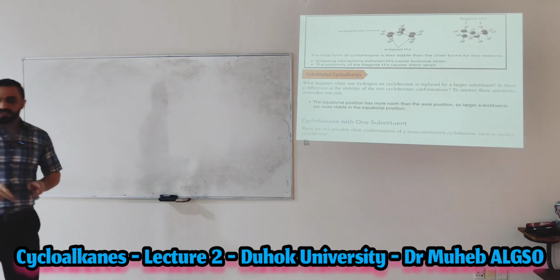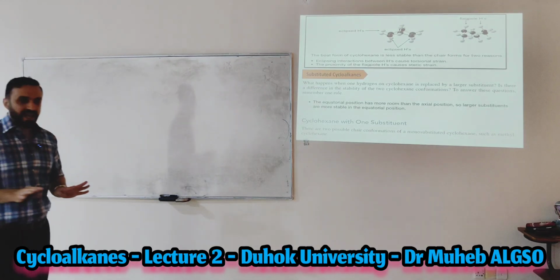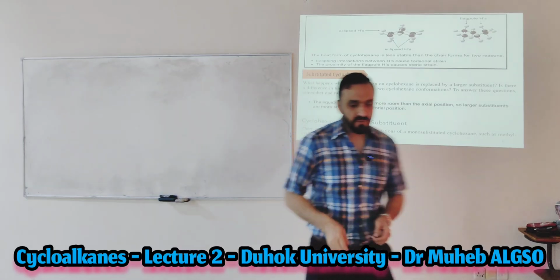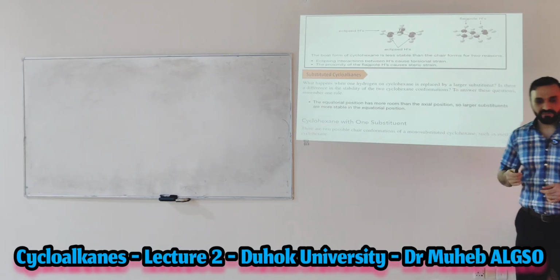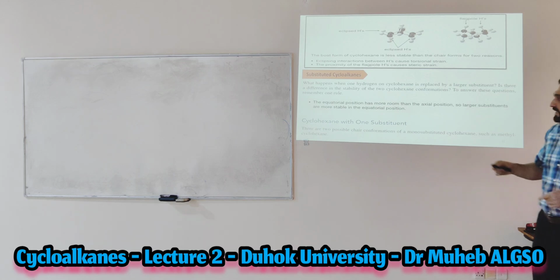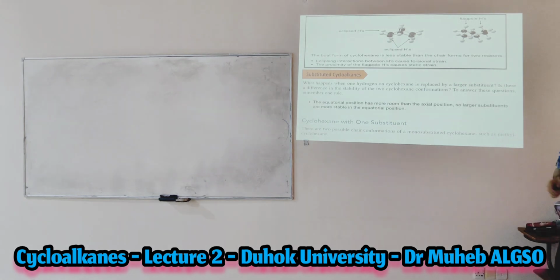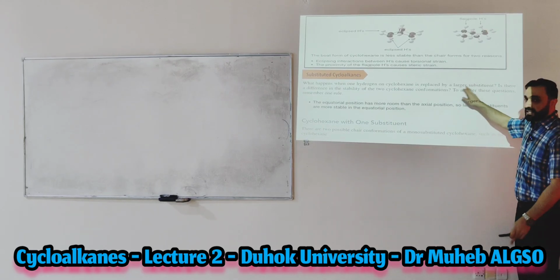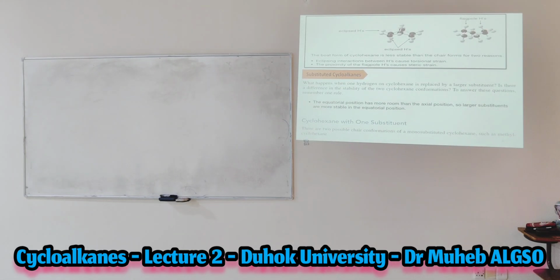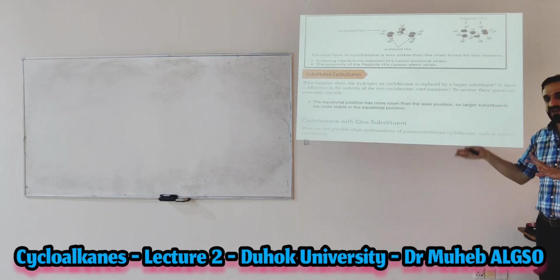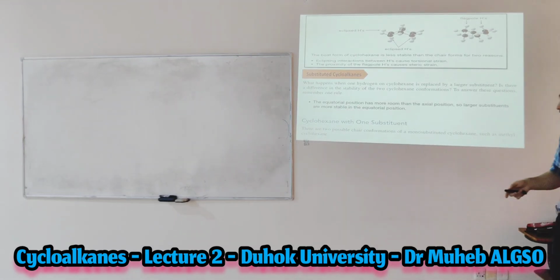Okay. Now this is about cyclohexane without any substituent. If you have a substituent on the cyclohexane, I told you before that the situation will be different. What happens when one hydrogen on cyclohexane is replaced by a larger substituent, by an alkyl group? Is there a difference in stability between the chair forms, between the first chair form and the second chair form?